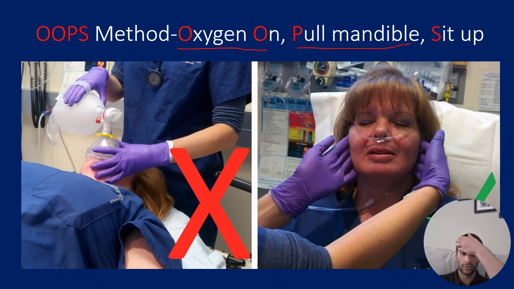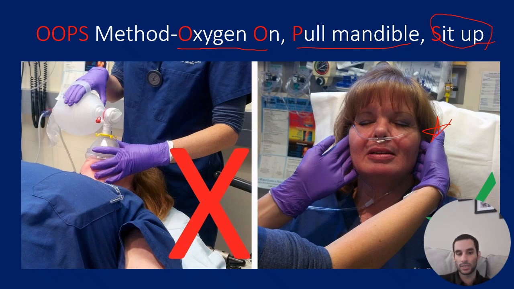And you can do a jaw thrust from the front, like you see in this photo. You can do it from behind, but use the jaw thrust as opposed to the head tilt chin lift. It's going to be your best friend here in terms of opening that airway. And furthermore, sit the patient up. If you sit the patient up, gravity becomes your friend rather than your enemy.